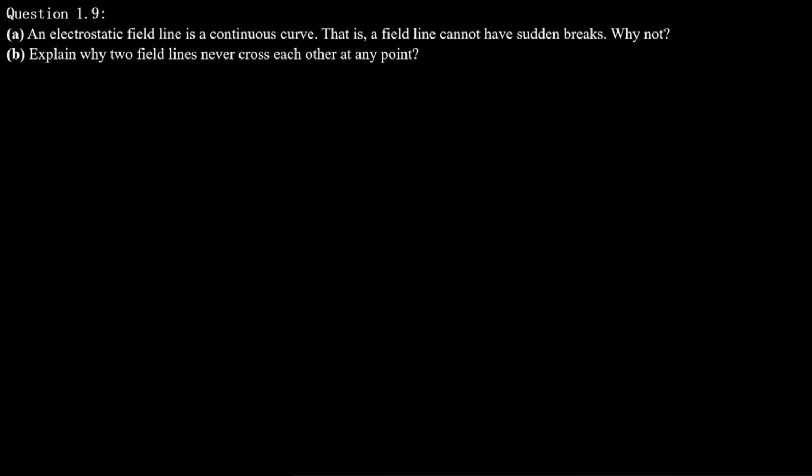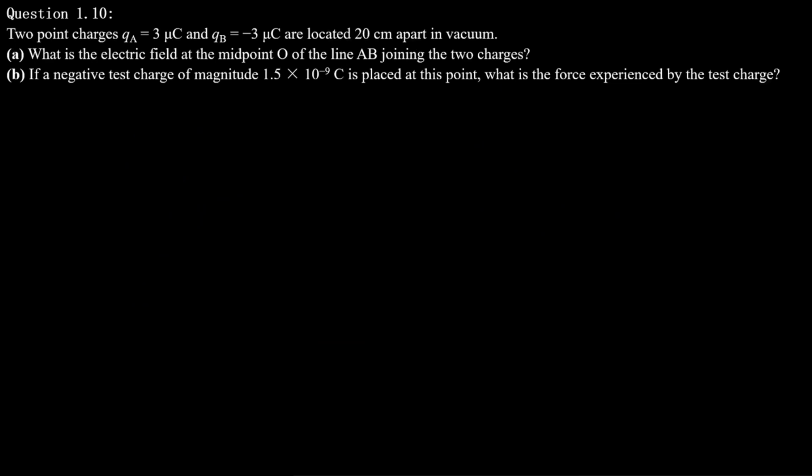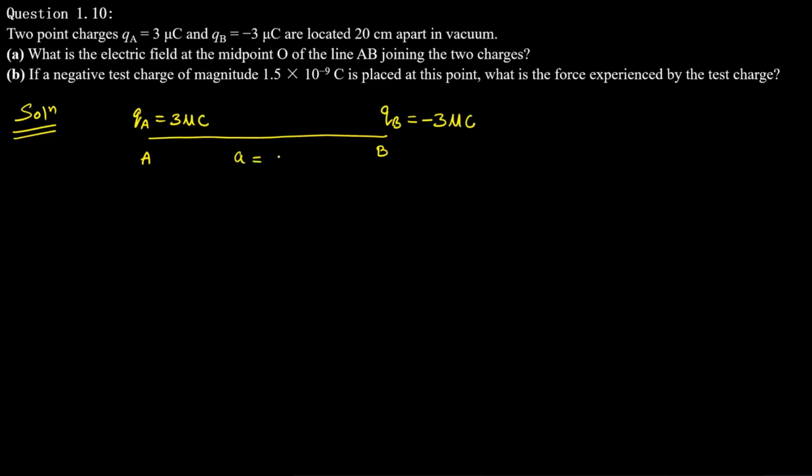लिख लीजिए इसको। Okay, now next question number 1.10. It is given: 2 point charges 3 microcoulomb and minus 3 microcoulomb are located 20 centimeter apart in vacuum. Okay, so let's say this is B and this is A. QA is 3 microcoulomb and QB is minus 3 microcoulomb, and the distance between them is 20 centimeter.